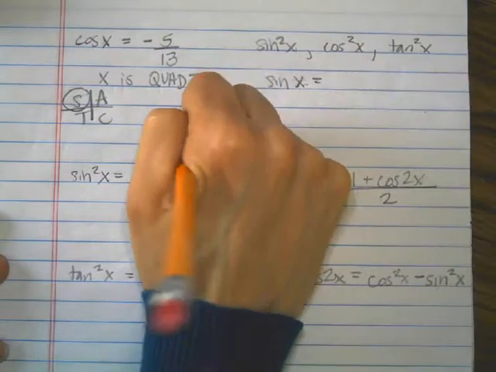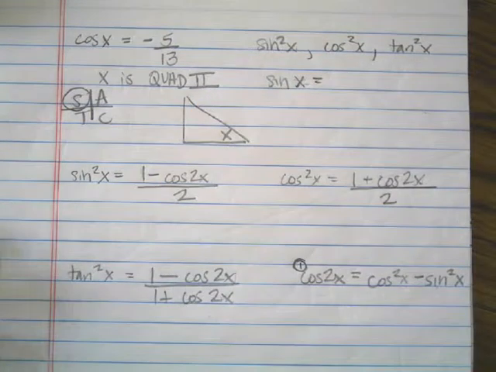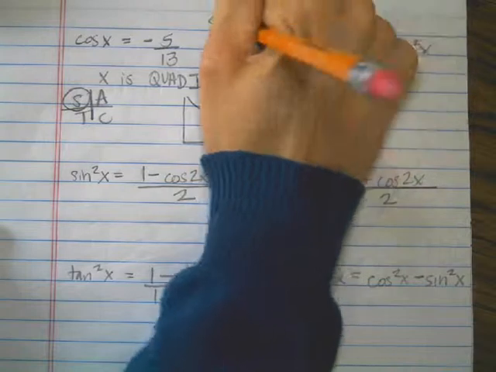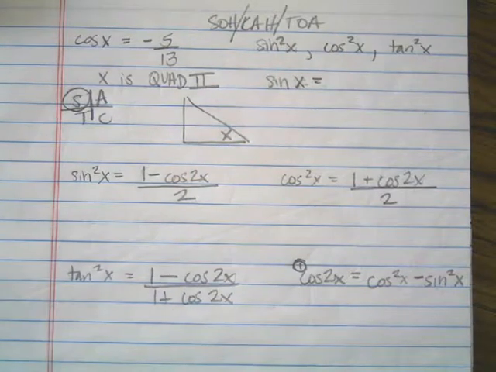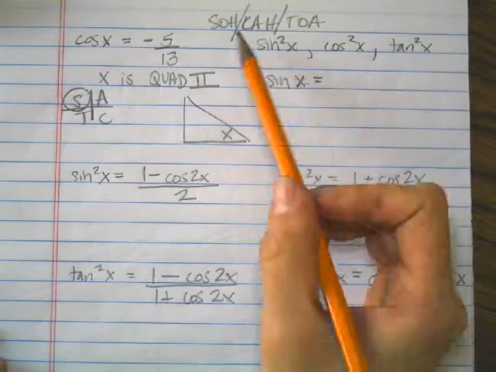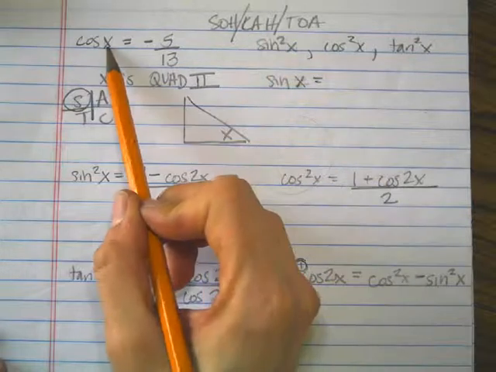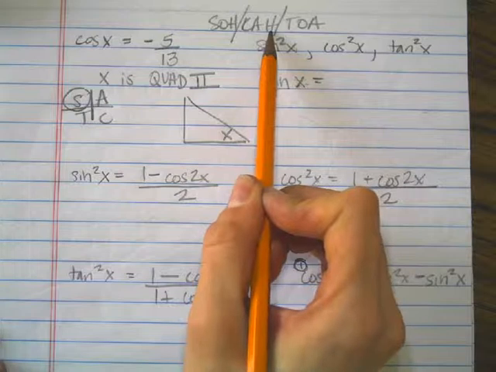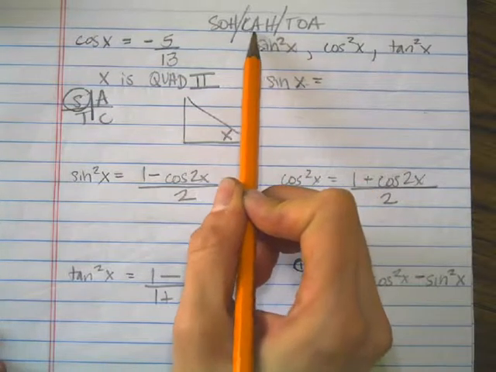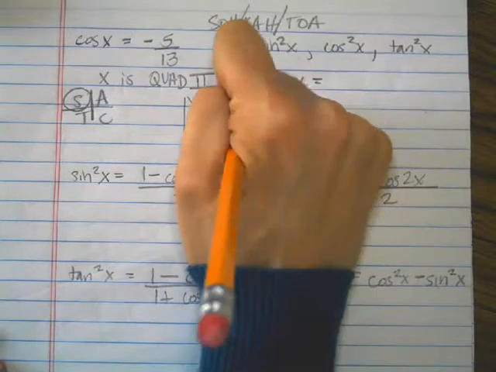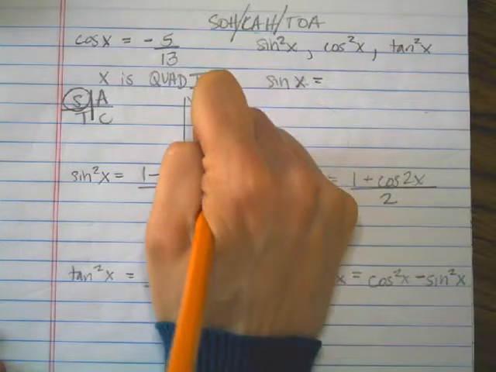And I'm going to draw my triangle. Okay. SOHCAHTOA. So, with SOHCAHTOA, we are dealing with cosine because we have cosine here. So, cosine is what over what? Adjacent over hypotenuse. So this side is going to be adjacent, this side is going to be hypotenuse. Hypotenuse we always put here. Adjacent is going to be next to the x.